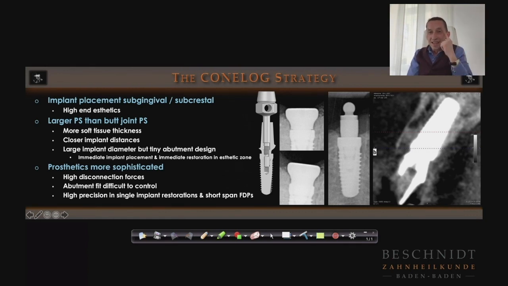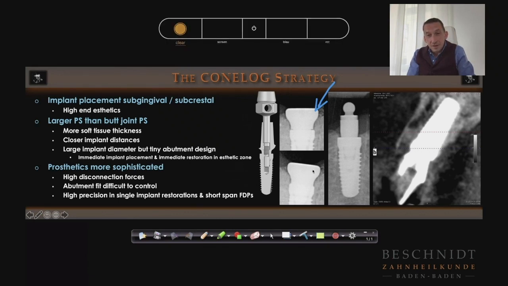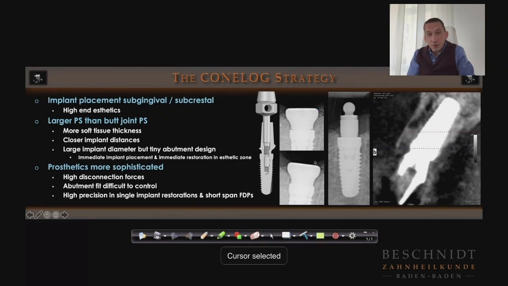Look at this X-ray. Here we have a wide body healing abutment, but at the moment, screwing it in, you can't control if it gets in contact to the bone. So sometimes you need to take an X-ray to find the right position, like you see in the lower picture.